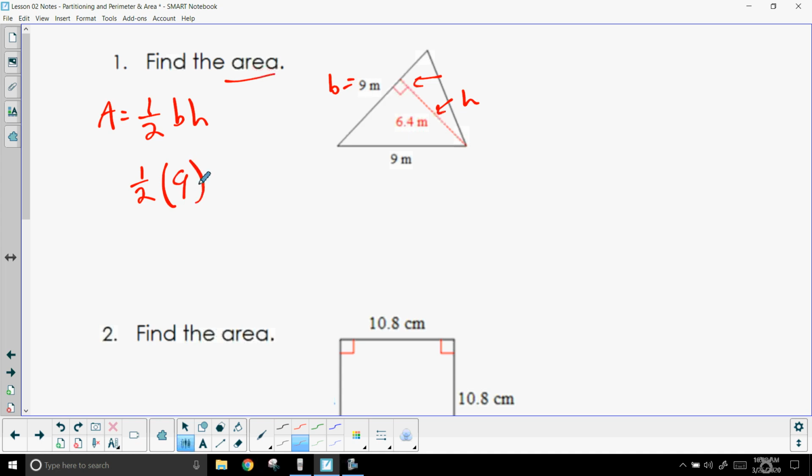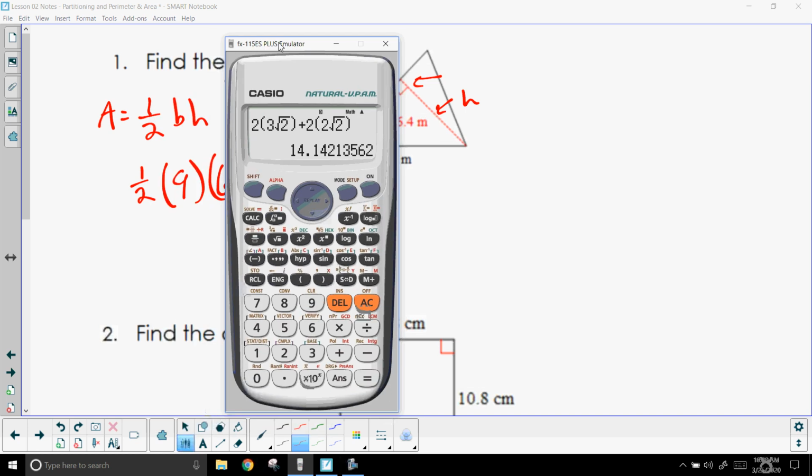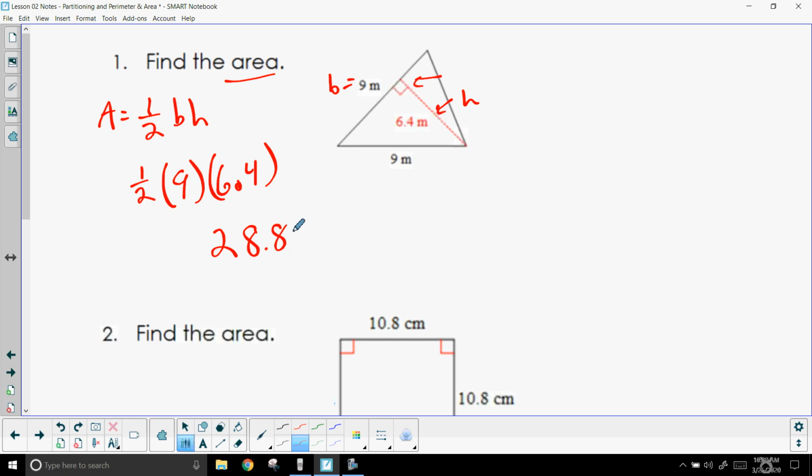And believe me, when you do this stuff, you do want to use your calculator. So, plug it in like I see it. 1/2 parentheses 9 parentheses 6.4, and we get, well, 28.8. And remember, this is meters, so meters squared. Super important. Squared is the 2. Volume would be cubed, which will be the 3.